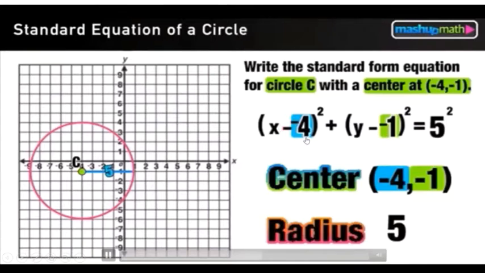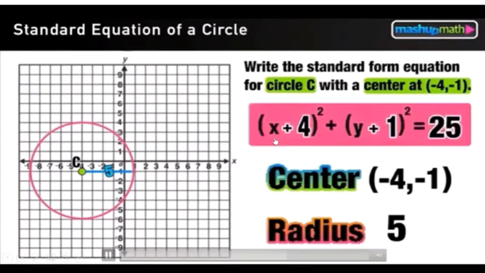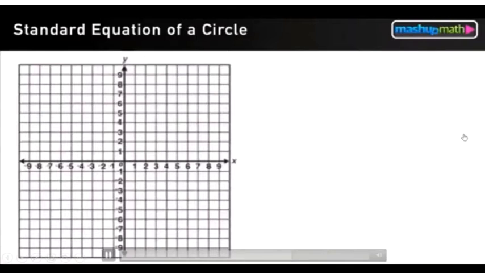So subtracting negative values will change the sign into positive. So that will be (x plus 4) squared and (y plus 1) squared. But if you will be looking for the center, just use the same -4 and -1. So your 5 squared can still be simplified. That will be 5 times 5 is equal to 25. So this would now be your final equation: (x plus 4) squared plus (y plus 1) squared is equal to 25.